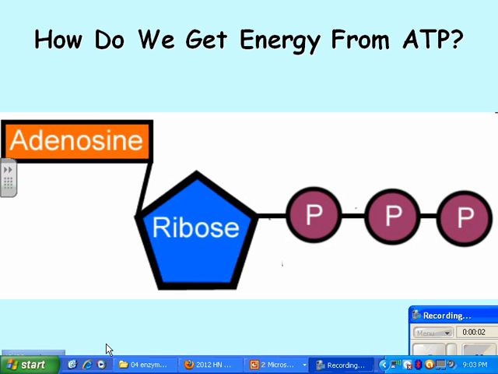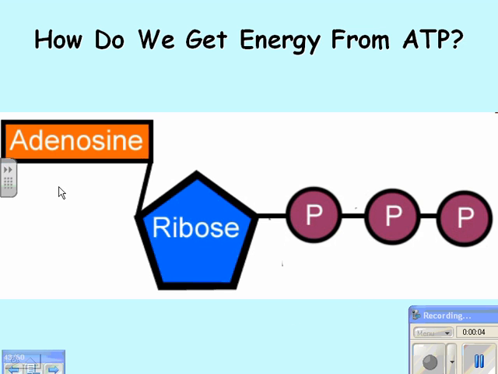How do we get energy from ATP? I think in the last pictures, this picture was flipped and the adenosine was over on the other side and the phosphates were on this side, but still the same molecule. So you've got your sugar and your phosphates and your base.